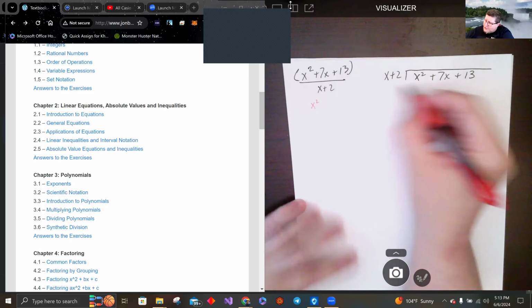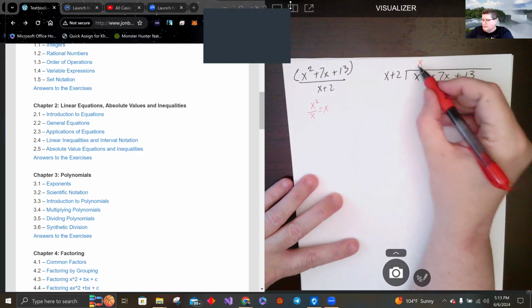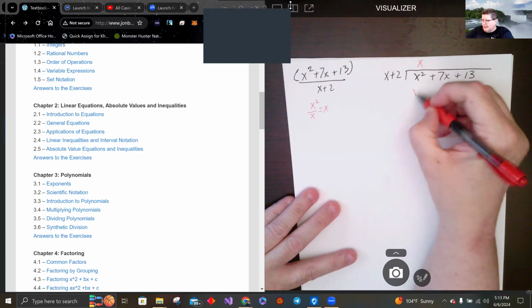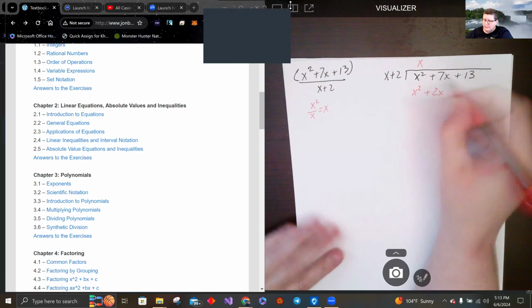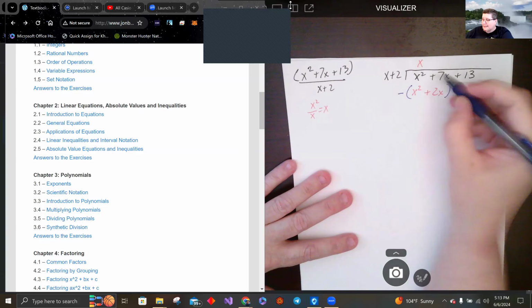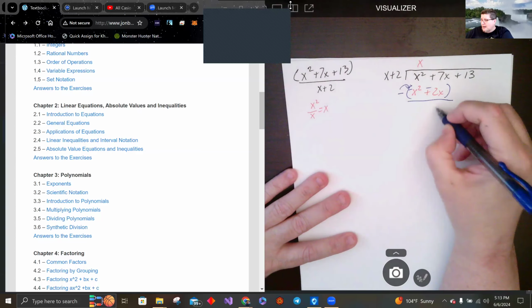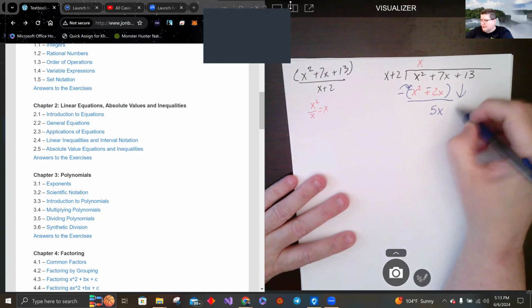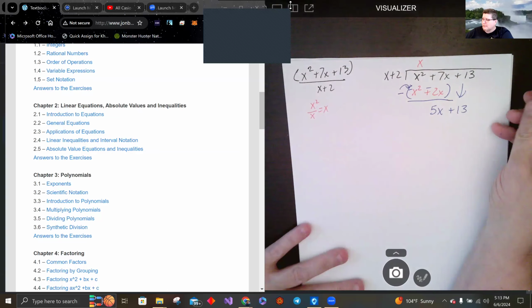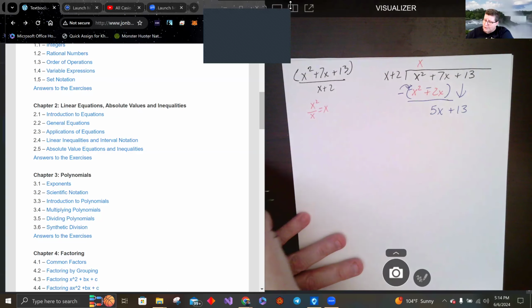I see x goes into x squared x times. I'm going to multiply and I get x squared plus 2x. Then I'm going to subtract that, so a minus and a minus. I get 5x here. I'm bringing down the 13. We do it again.